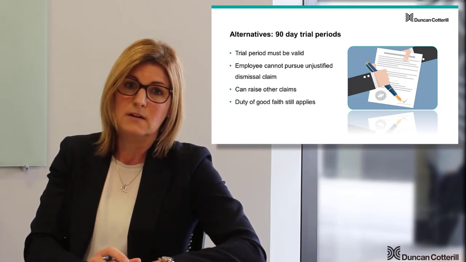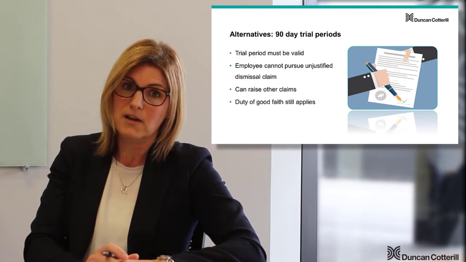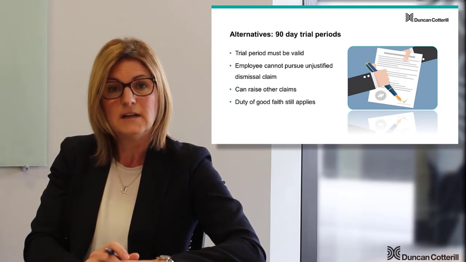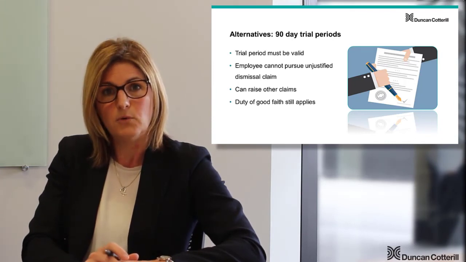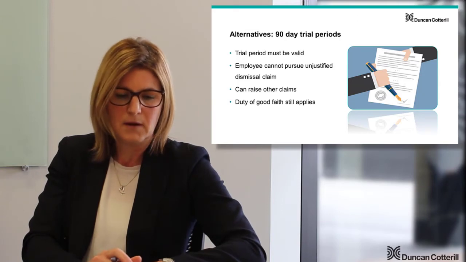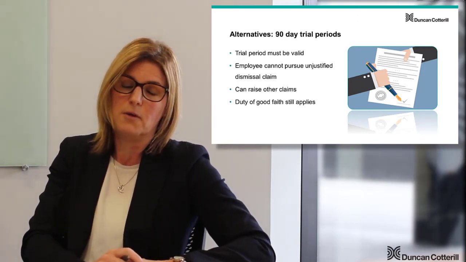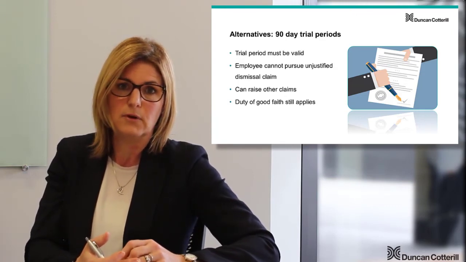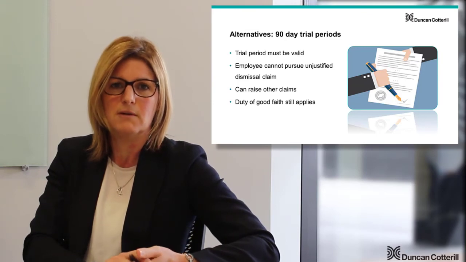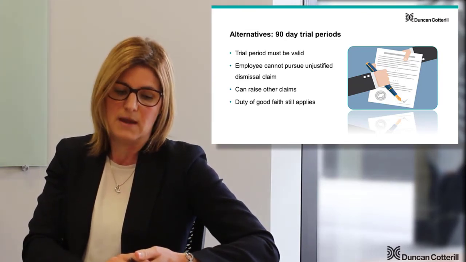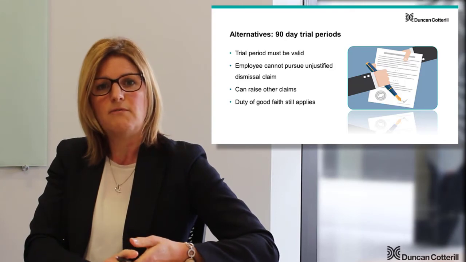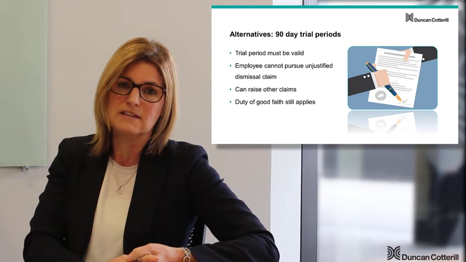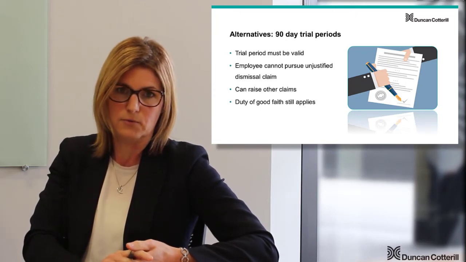So first of all, 90-day trial periods can be an alternative. Now, of course, they are only available to small employers at the moment, and that means employers with 19 employees or less. If a trial period is going to be relied on, the trial period must be valid. It must be in writing in an employee's employment agreement, and that employment agreement must be signed before the employee starts work. Now, if you do have a valid trial period, it can be a very useful tool because an employee cannot raise a personal grievance for unjustified dismissal.